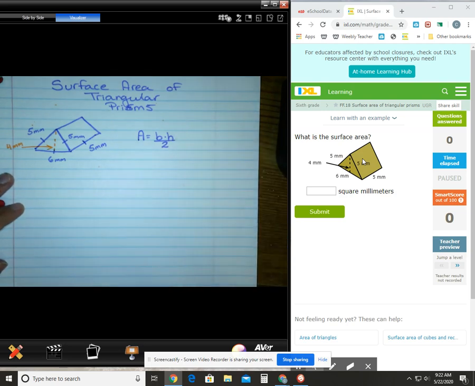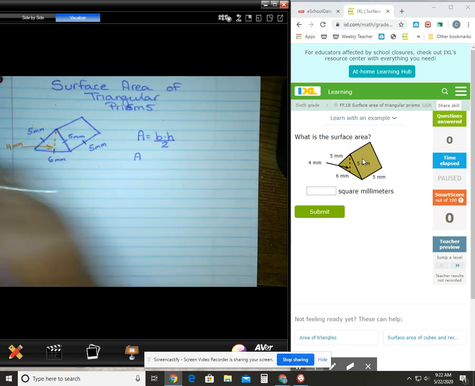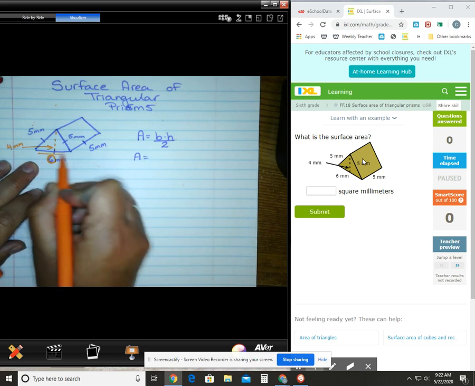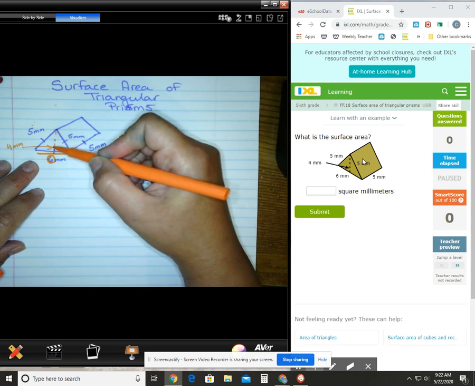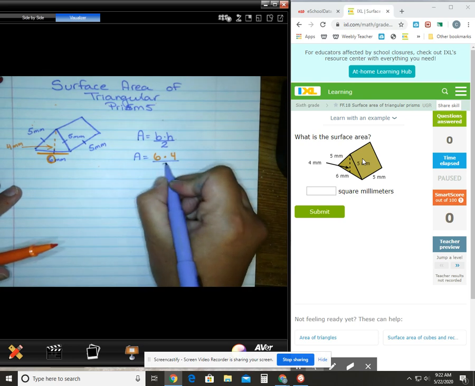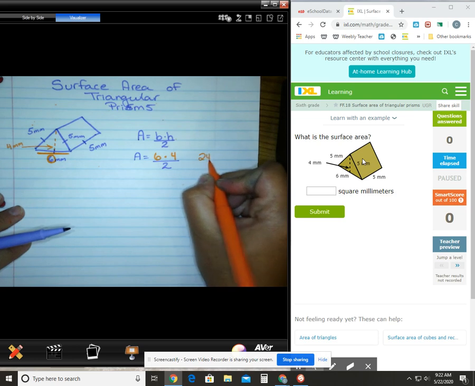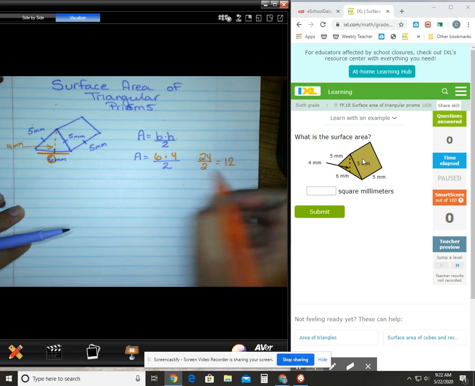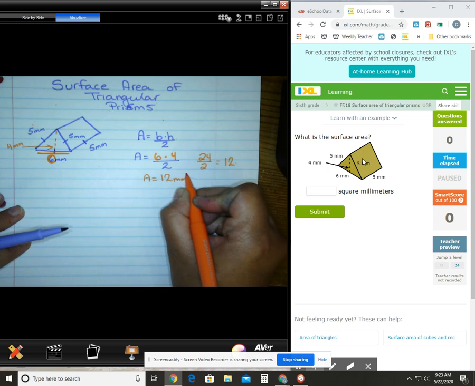Even at my age, I still write down my formulas, and I'm going to plug in what I know. I don't know the area yet, but I know that is equal to the base of it, this side, which is 6, times the height of it, which they gave us in the dotted line, is 4. So I have 6 times 4, and I'm going to need to divide that by 2. We know that 6 times 4 is 24. 24 divided by 2 is 12. So my area is equal to 12 millimeters squared.